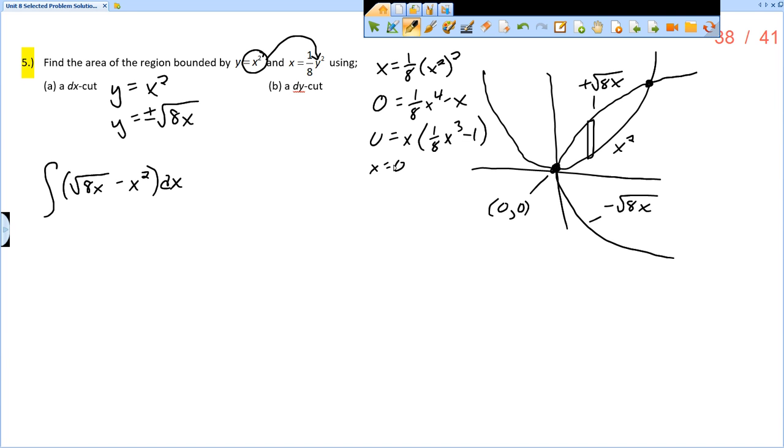So x equals 0, which we already knew. And then 1/8 x cubed minus 1 equals 0. So I'm going to add 1 and then multiply by 8. So x cubed equals 8. And so x equals 2, right? And so that means this is at 2 comma what? Well, if x is 2, then y is 4, right? So I'm going to integrate from left to right, so 0 to 2. And so now that would be the setup for this, right?